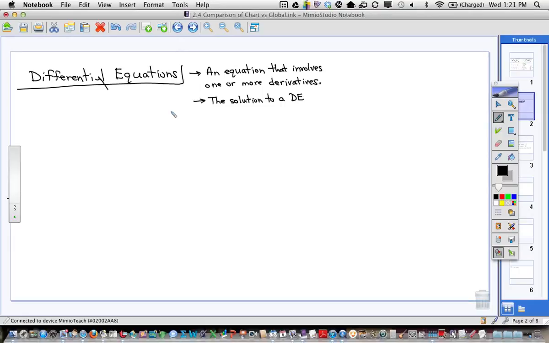The solution to a DE, a differential equation, is the original function, y. In other words, we've got to differentiate here between an algebra equation, which you're used to seeing, and a differential equation. An algebra equation would be like 3x plus 5 equals 17. Now, what's the solution to that? A number, in this case, 4, right?